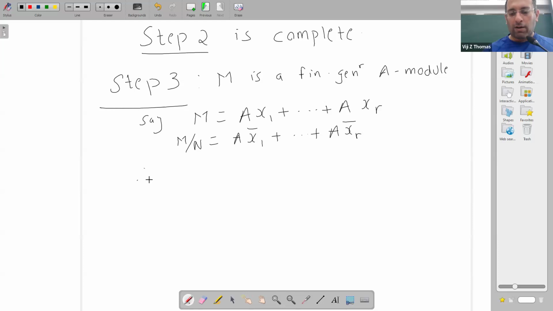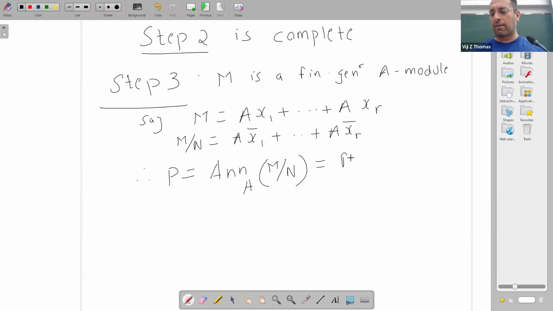Now, here is a fact that I'm going to use. P, which is the annihilator of the A module M by N, when a module is a sum, the annihilator becomes the intersection. This is a simple exercise. I will leave it to you. If you have a module which is a sum like this, and you consider the annihilator of that module, then it becomes the intersection, i equal to 1 to r, of the annihilator of A x_i bar.